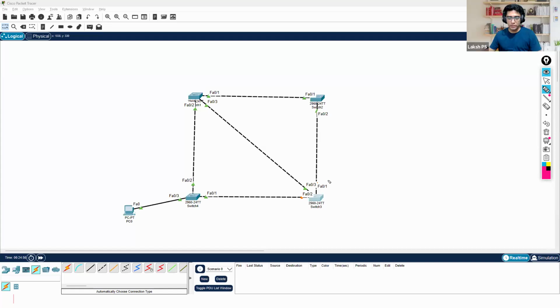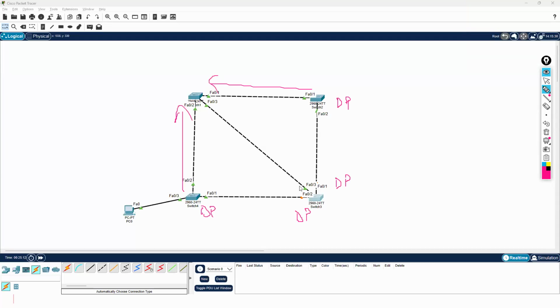Let's check why these two are block ports. Here you have a DP, here also a DP, this is also a DP, and this is also a DP. The first criterion is the higher cost to reach the root switch. These two are directly connected, and this one is indirectly connected, so it will have the higher cost. So both these ports will go.